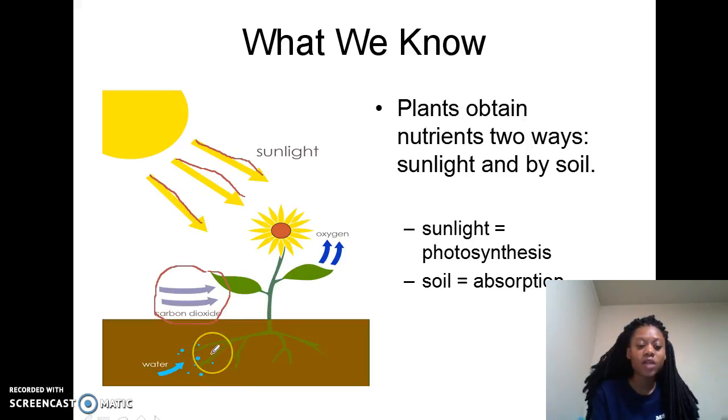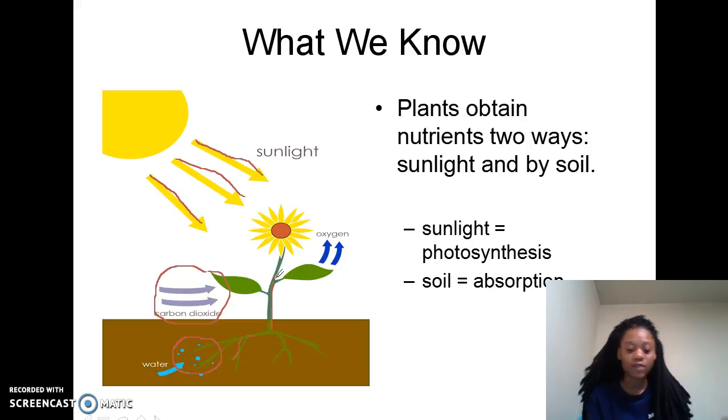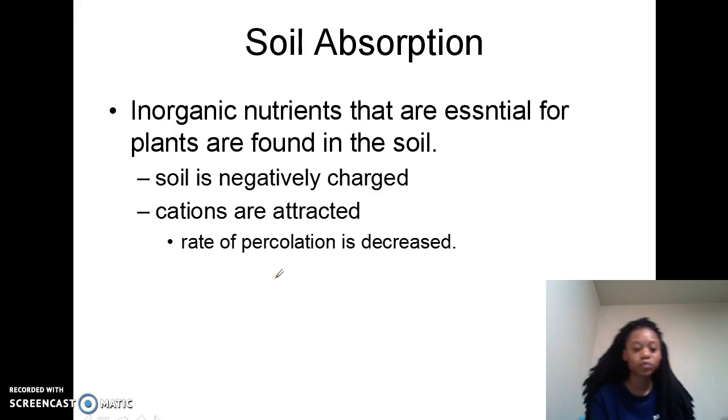The other process is through the soil. In this picture here, you see that in the soil there are water molecules. A part of these water molecules contain inorganic nutrients and ions. These ions are needed by the plant, so they're taken in through the root and it goes up through the stem. It helps the plant grow and also complete a life cycle and reproduce.